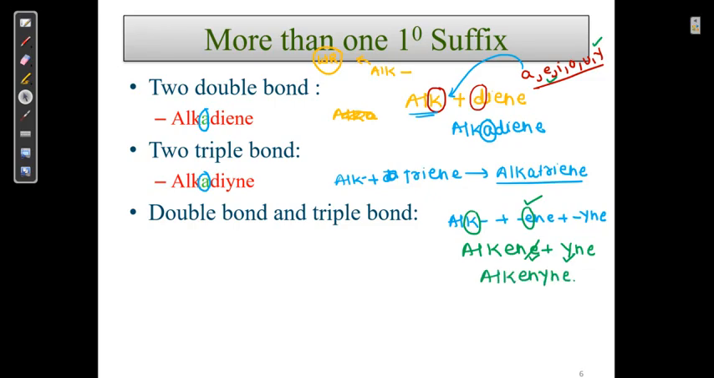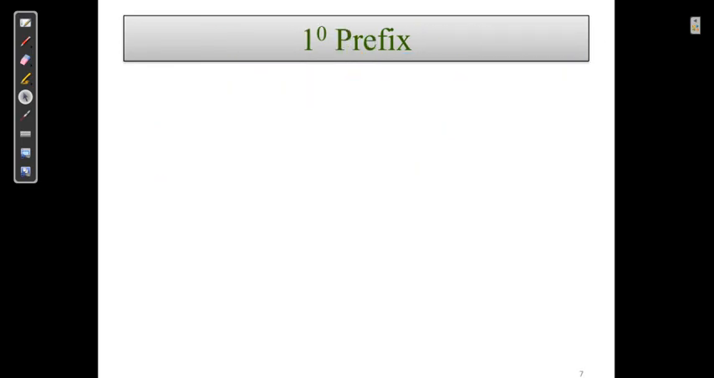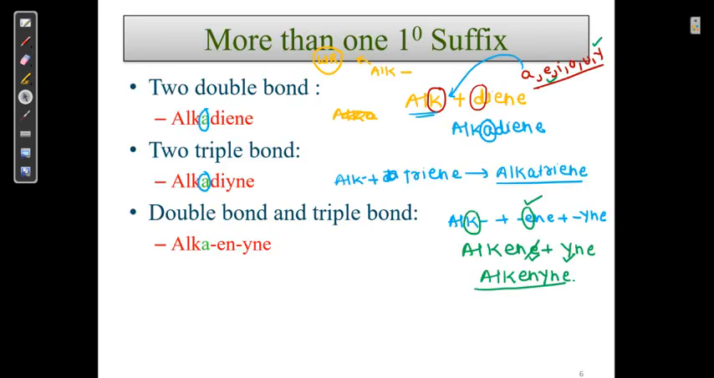This is known as what? Alkene. So it's a double bond. It is not required. Alkene. Is it? So let us go ahead.